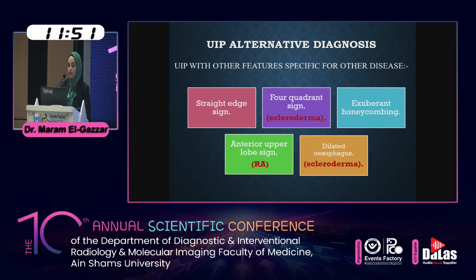So what specific signs do we have to diagnose that we are dealing with not an ordinary case of UIP, but one associated with connective tissue disease? The straight edge sign, the four corner sign, which is specific for scleroderma, exuberant honeycombing, the anterior upper lobe sign, which is pathognomonic for rheumatoid arthritis, and a dilated esophagus, highly associated with scleroderma.